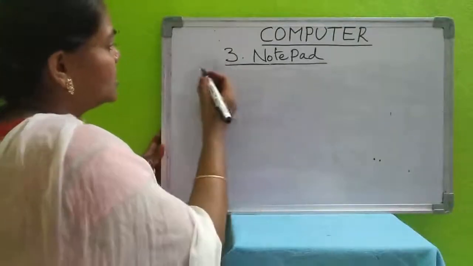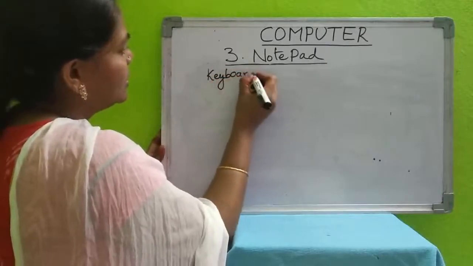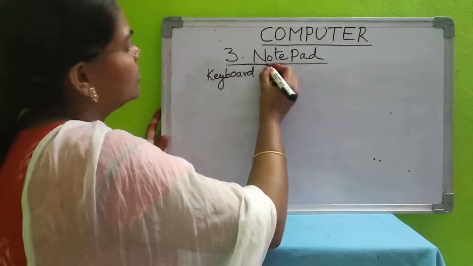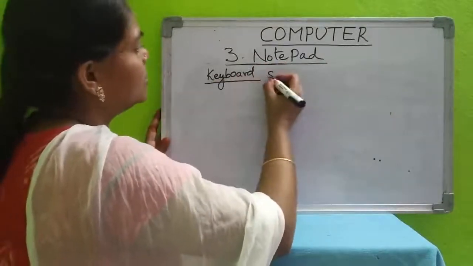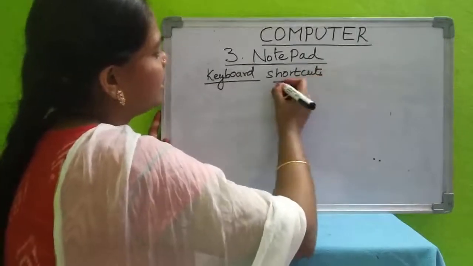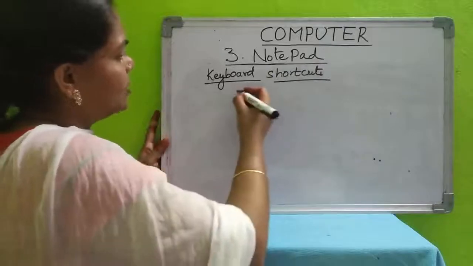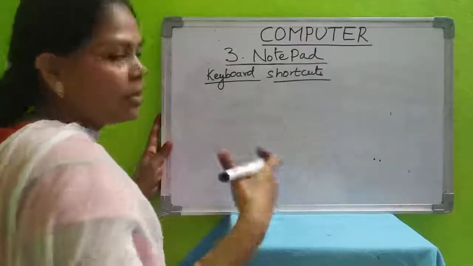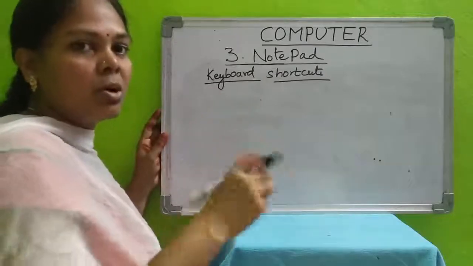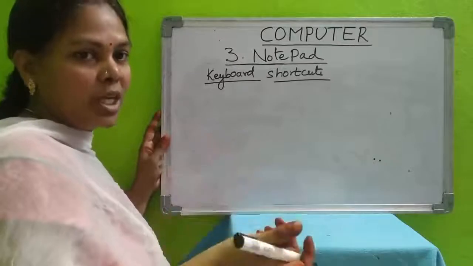And now we will see the keyboard shortcuts. Keyboard shortcuts for that. New, open, save, close options. So you can select the options from that notepad window, or you can use the keyboard shortcuts. Because you are typing information from keyboard, you have those keys also. You can use the shortcut keys to open new, to open the existing one, to save, to close.